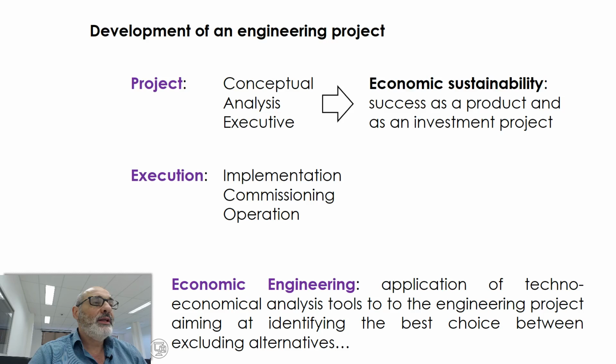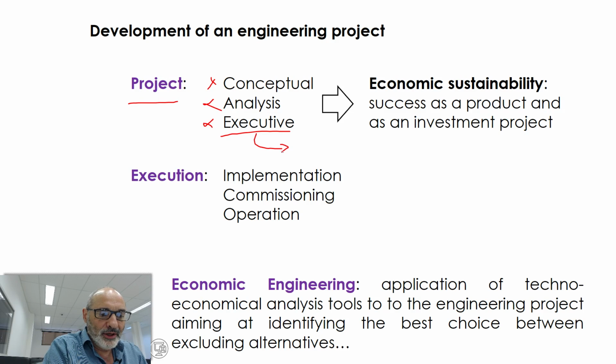Let's elaborate a little bit in terms of how an engineering project is developed. What are the procedures that lead to the decisions in an engineering project? First, you usually start with a conceptual project. So let's say I'm going to produce bioethanol from agricultural residues at the rate of, let's say, 200 tons per hour. Then you make some analysis, and after some decisions, you end up with an executive project.